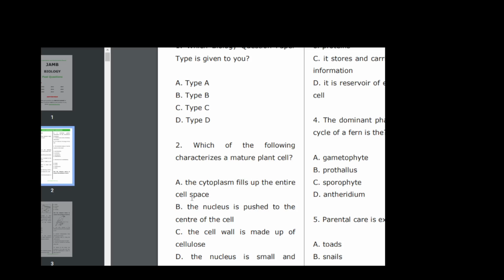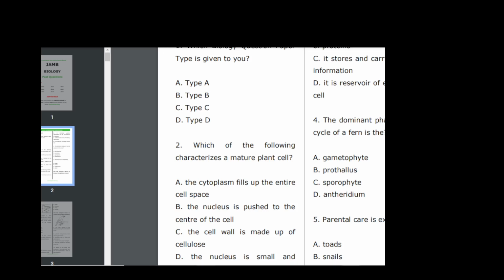Like we were talking about the cytoplasm earlier on, I said the cytoplasm is the fluid component of the cell, which is what? The part that bathes all the other cell components. It is in the cytoplasm that we have the nucleus, because it is a fluid component, a liquid medium.